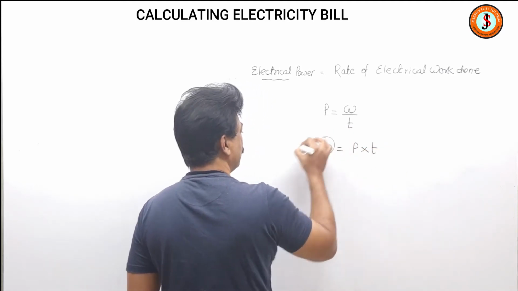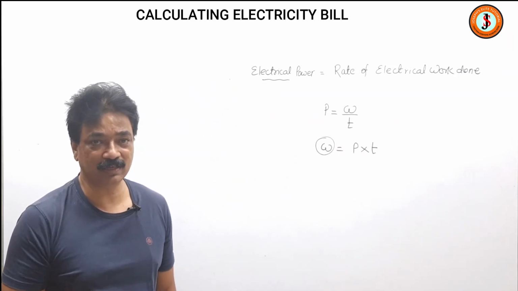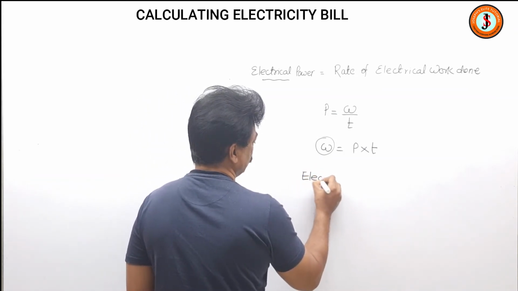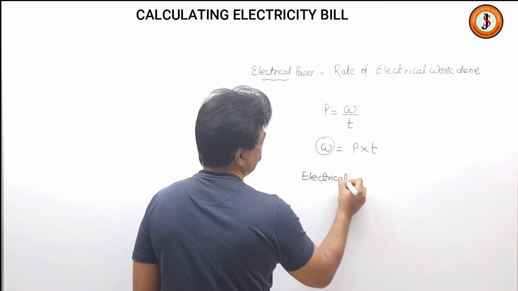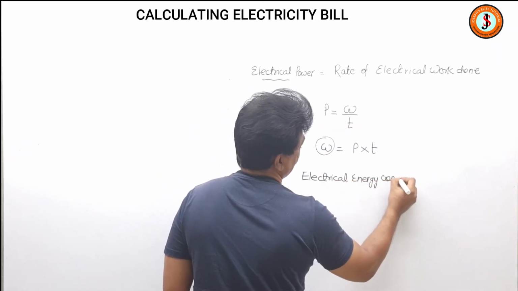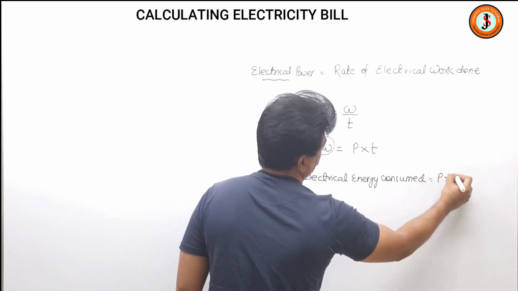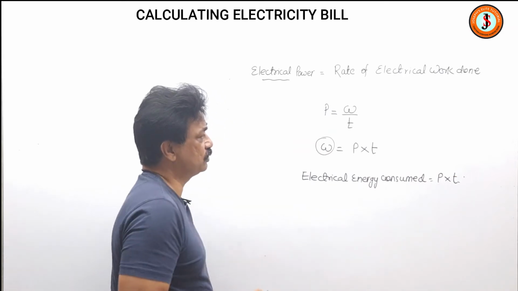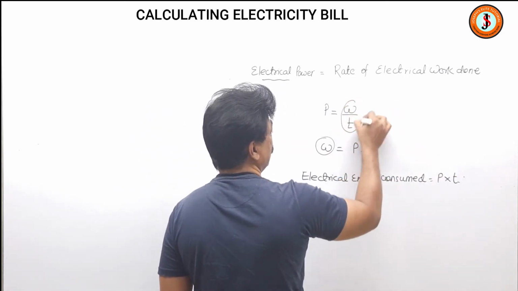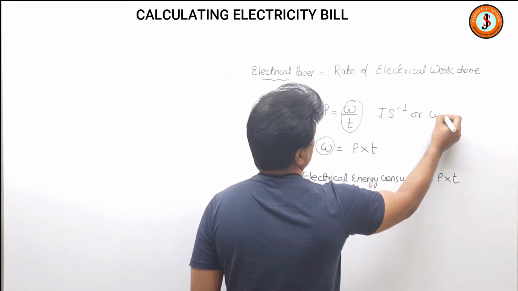And whatever the work electricity does, you consume electrical energy, the same amount of electrical energy. So we can say that electrical energy consumed is equal to power into time. And you also know what is the unit of power. The unit of power will be what here? Work done by time, that is joules per second, or that is also called watt.